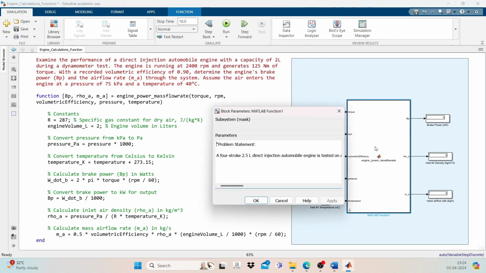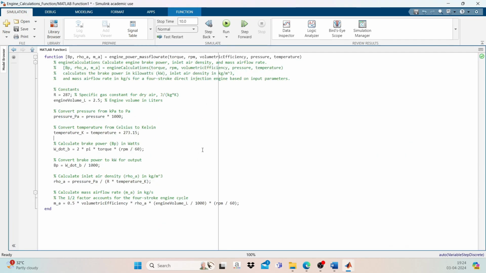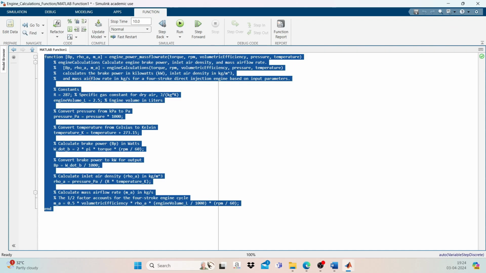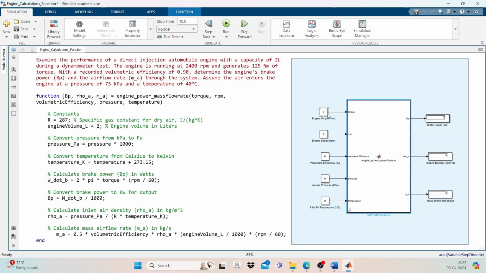If you double click that function block here, you can see there is a function written inside. So inside the function block there is a function, and the function block accepts inputs. So let us consider this function block as the engine, and the engine is accepting inputs, and two important parameters have to be identified, that is the brake power in kilowatt and mass airflow rate in kilogram per second.